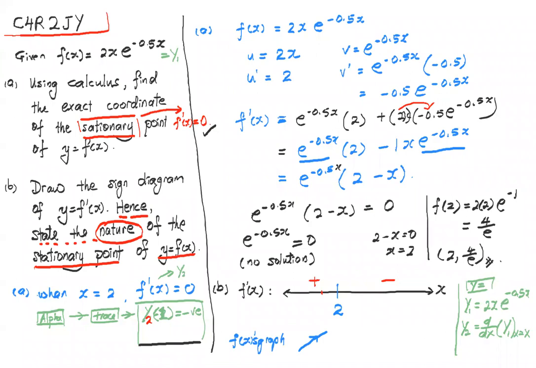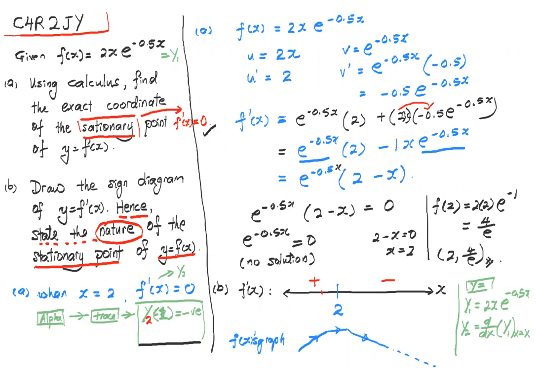Then at x equals 2, it is stationary, so it will go horizontal. After x greater than 2, it will be decreasing. But I don't know how it decreases. I just know it will go down. Is it going to go down like that, or does something else happen? We will talk about it later. So if you get the structure of the f prime x sign diagram like that, you can make a conclusion. What is the nature of the stationary point?